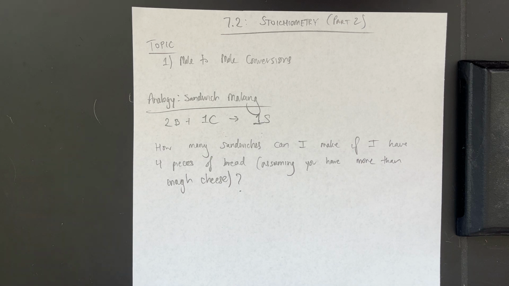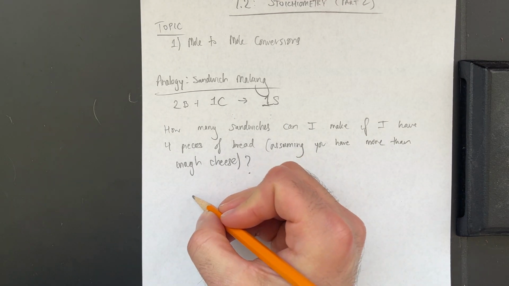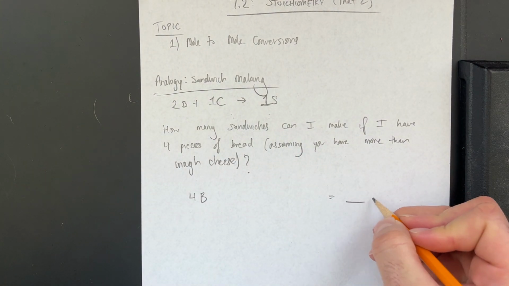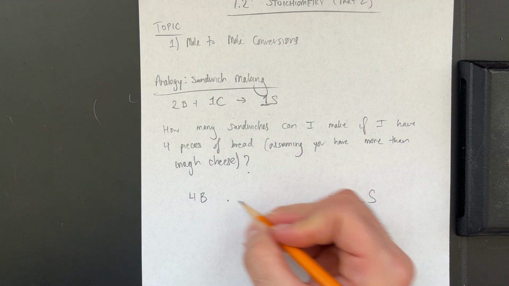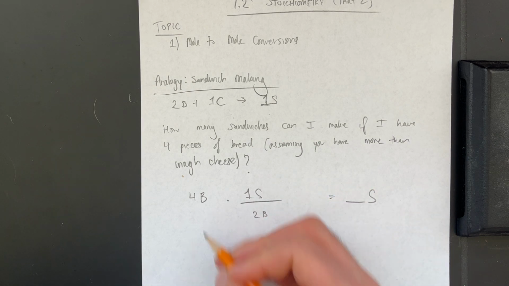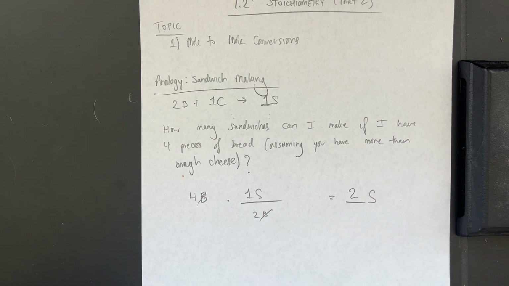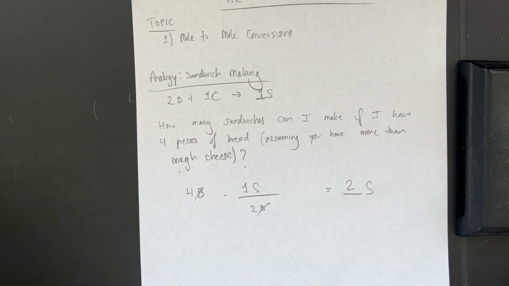Well, here's really what you're thinking in your head. Let me break down your thought process. What you're saying is, well, I have 4 pieces of bread, and how many sandwiches am I trying to make? And you're like, well, it's 2 pieces of bread for every 1 sandwich, and so, therefore, 4 divided by 2 is going to be 2. That's really what you're thinking in your head. What I'm doing is I'm just formalizing it, but that's what you're thinking.